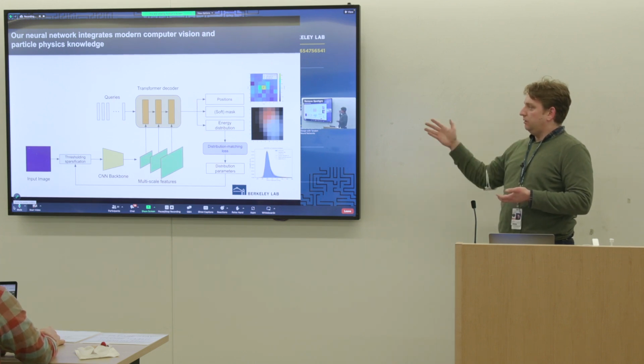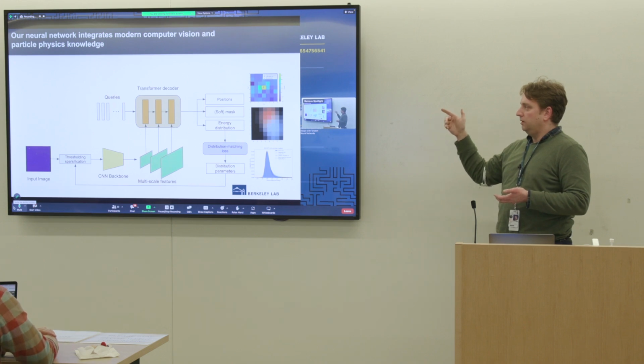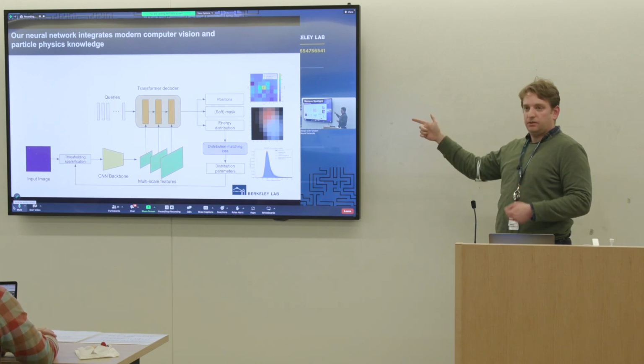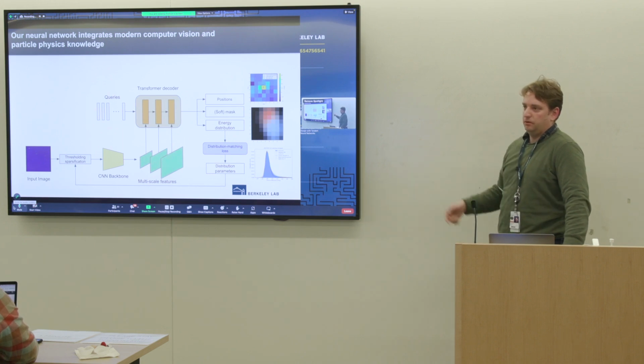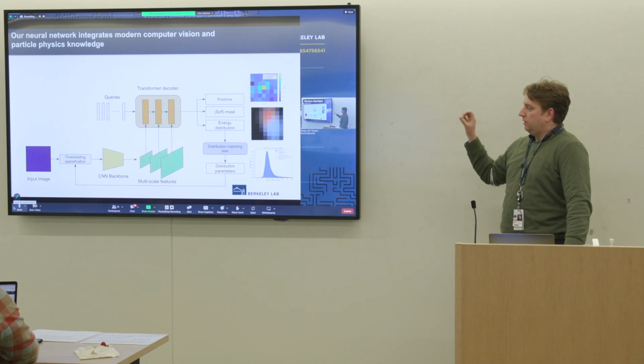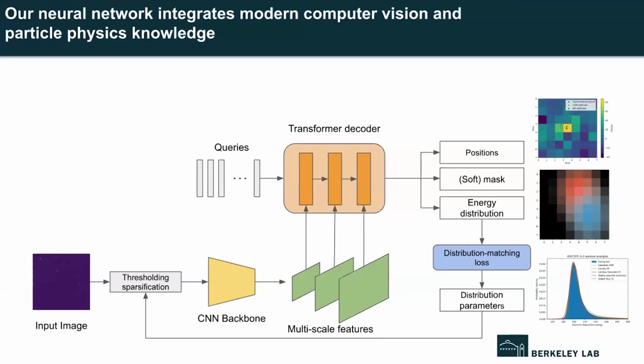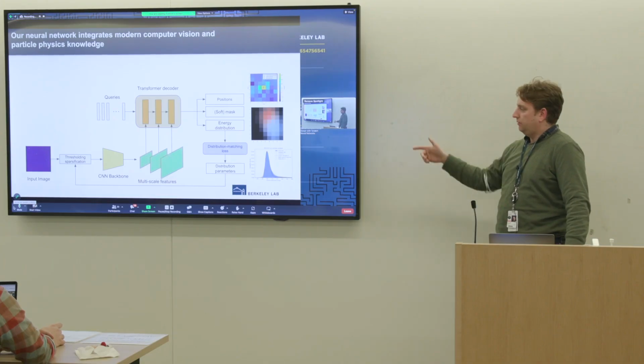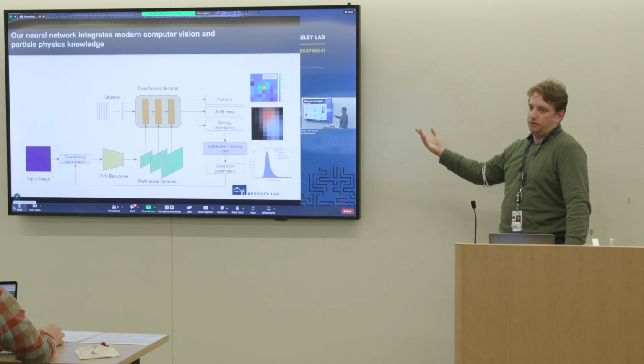and we can take the output of that to decode the positions, the soft mask that I was talking about, as well as the energy distribution computed from the soft mask and the assignment of energy to the pixels. So what I'm showing in the bottom loop is that the distribution matching loss will be the distribution of the energies that we get, which gets fed into making the thresholding, since we know that things below this peak here are going to just be noise.